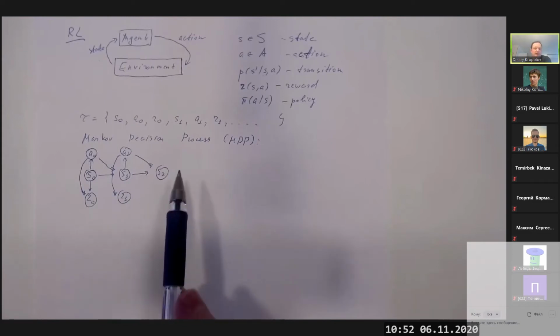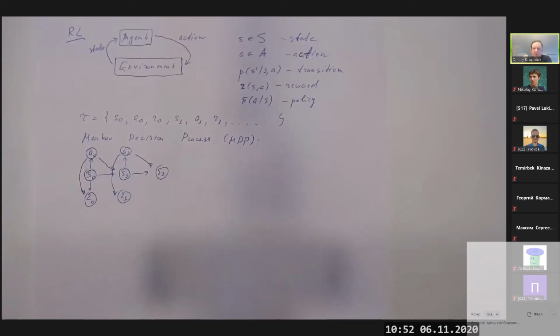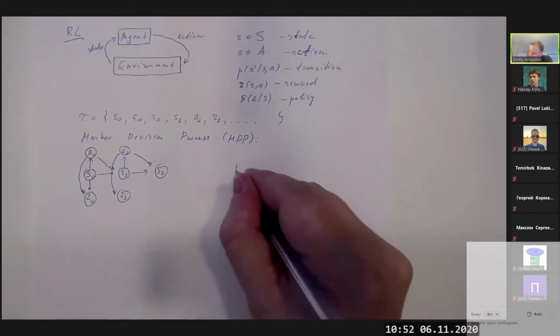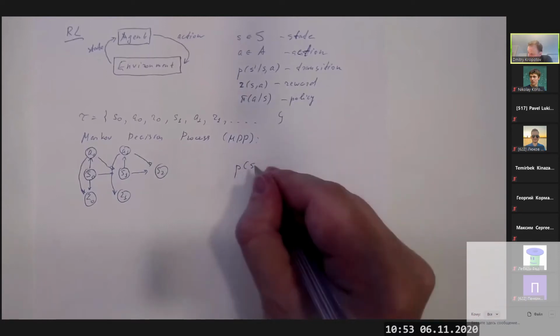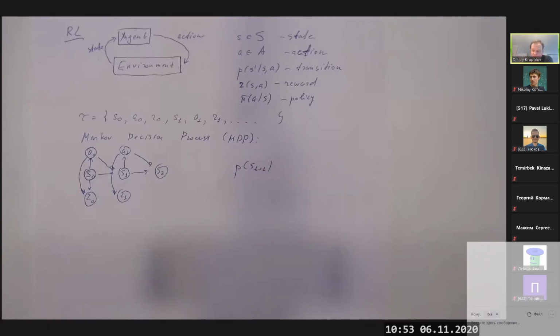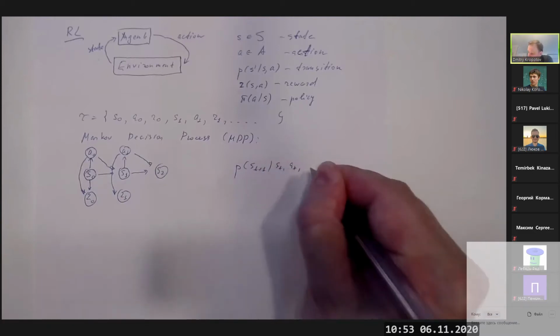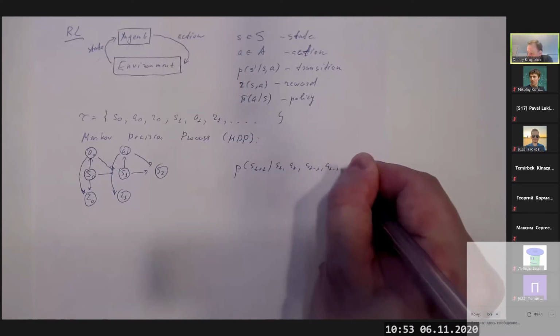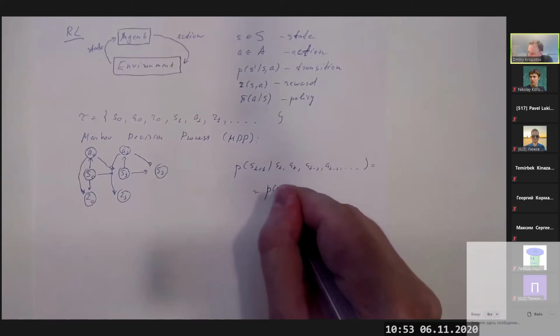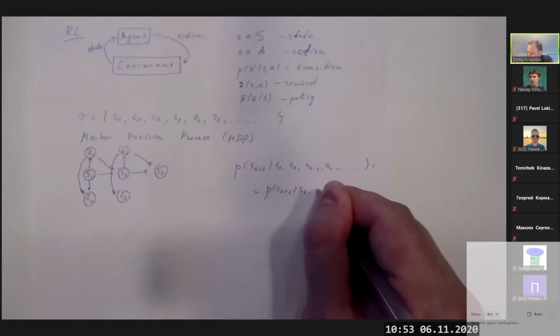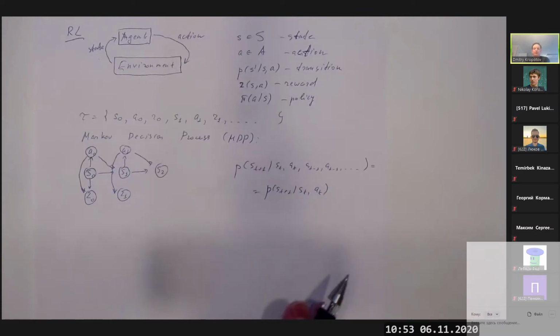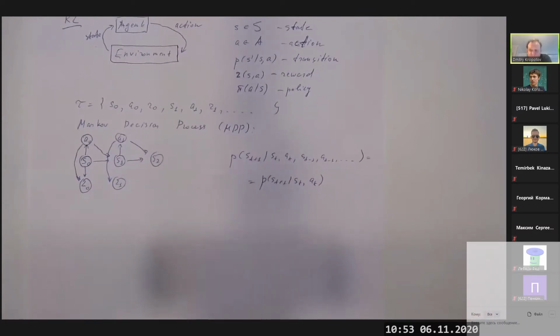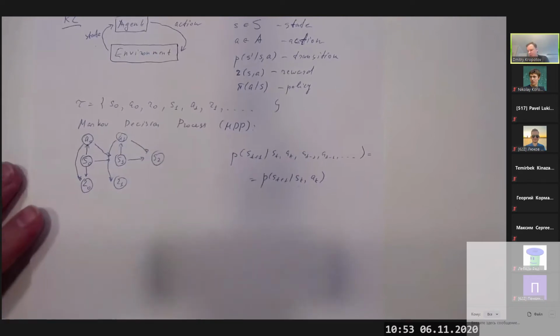So you see that in terms of S0, S1, S2, we have a Markov chain. So our probability of S(t+1) given all the previous trajectory, S_t, A_t, S_(t-1), A_(t-1), etc., is conditioned only on the previous S and A. So this is the Markov property.